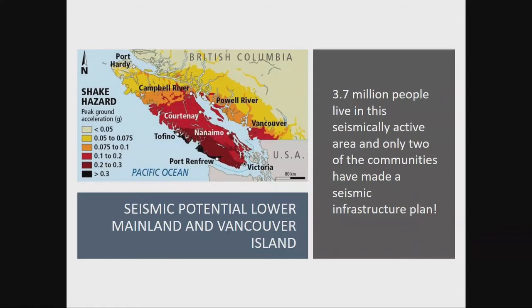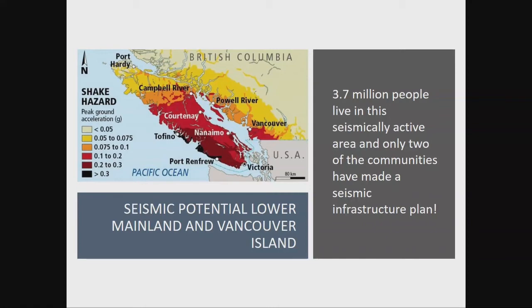So this small area here, and I'm sorry for everybody that's out of province, but when we're talking about seismic concerns, we're talking about the Lower Mainland in British Columbia. 3.7 million people live in this small square, and only 2 of them have a seismic plan right now. None of them are on the island, and that's the one that we probably should be worrying about the most. So I'm working hard to talk to them about it.